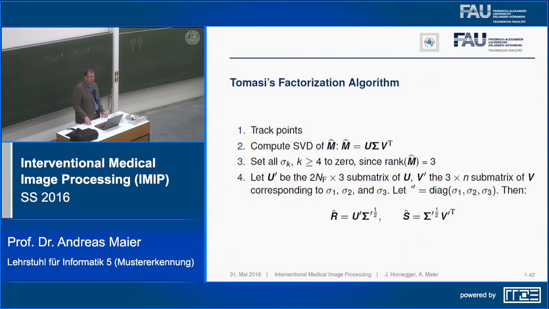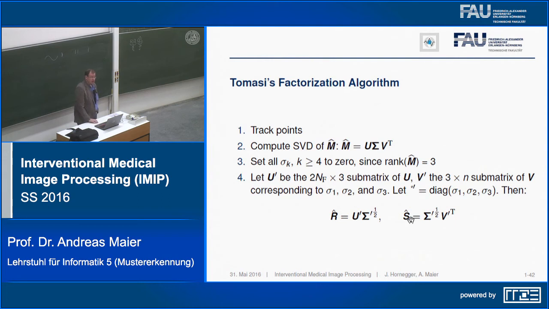Now we can take the two submatrices, U prime and V prime of U and V, that exactly match those highest singular values. And then we can compose our R hat by U prime times the square root of sigma prime. How do I do the square root of a matrix? It's a diagonal matrix. All the elements are on the diagonal, so it's simply the square root of the diagonal elements. So I multiply U prime with the square root of sigma prime, and the square root of sigma prime with V prime transpose, and these are my initial estimates for R and S.